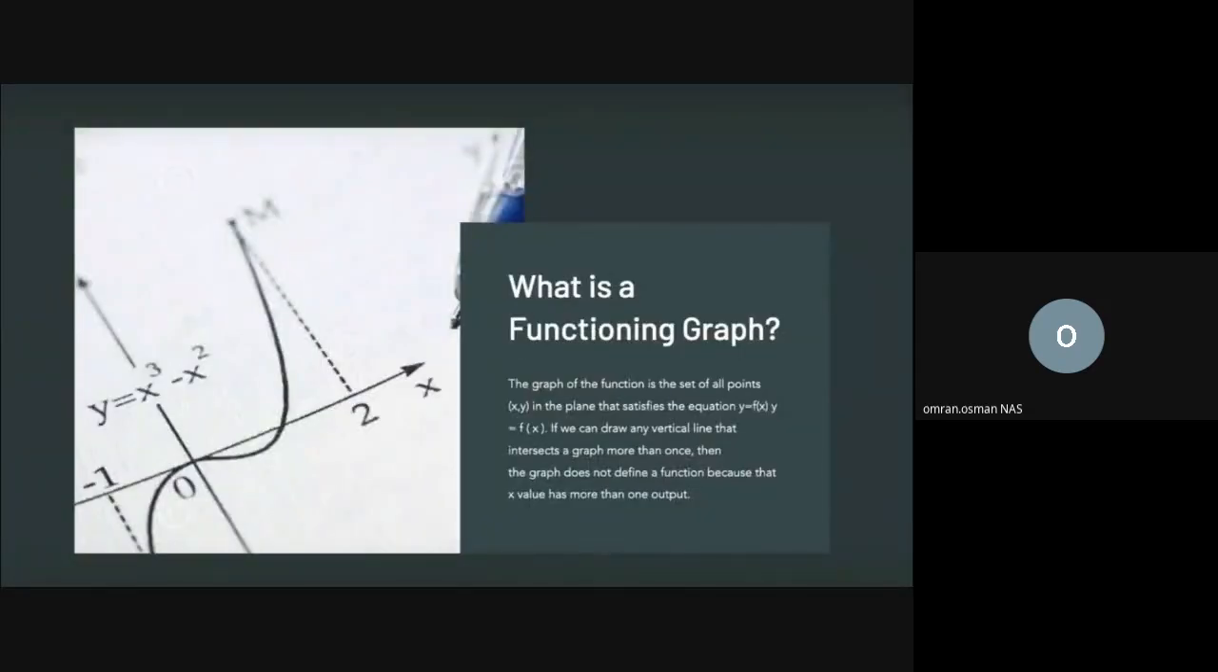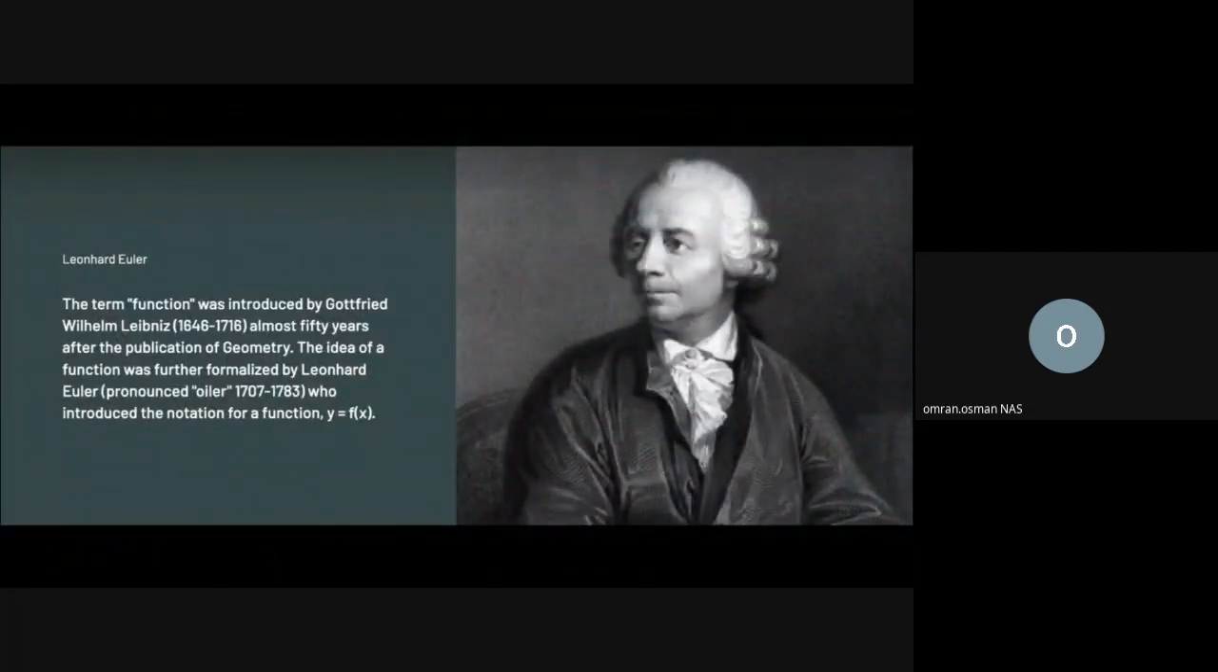The graph of a function is the set of all points x and y in the plane that satisfies the equation y equals f of x. If we can draw any vertical line that intersects a graph more than once, then the graph does not define a function, because that x value has more than one output. The term function was introduced by Gottfried Wilhelm Leibniz, 1646 to 1716, almost 50 years after the publication of geometry. The idea of a function was further formalized by Leonhard Euler, 1707 to 1783, who introduced the notation for a function y equals f of x.